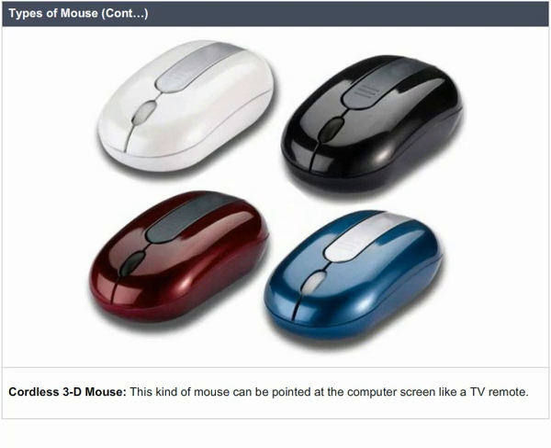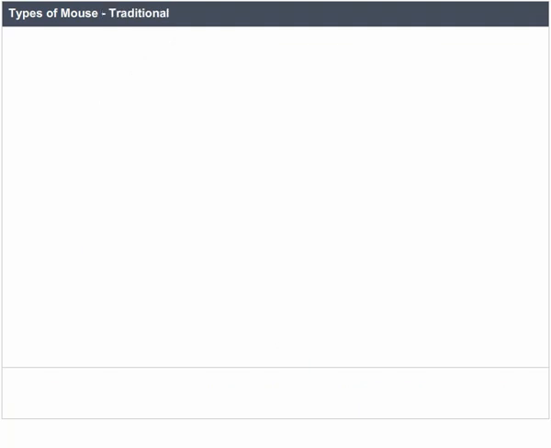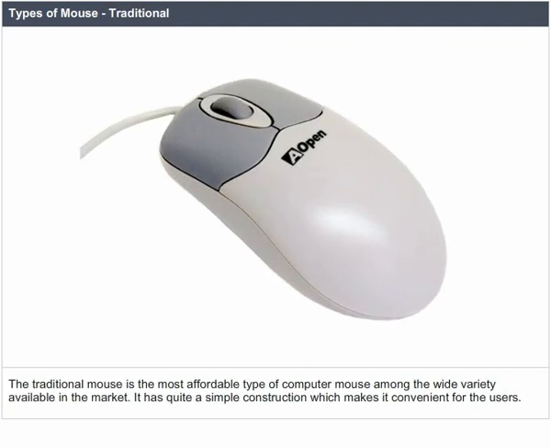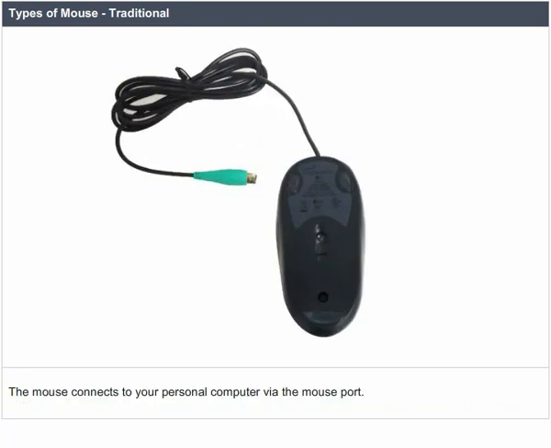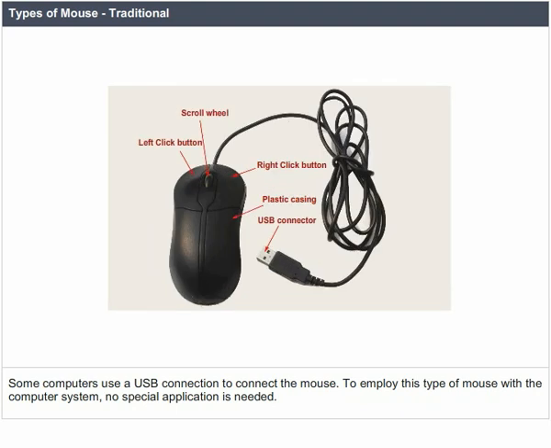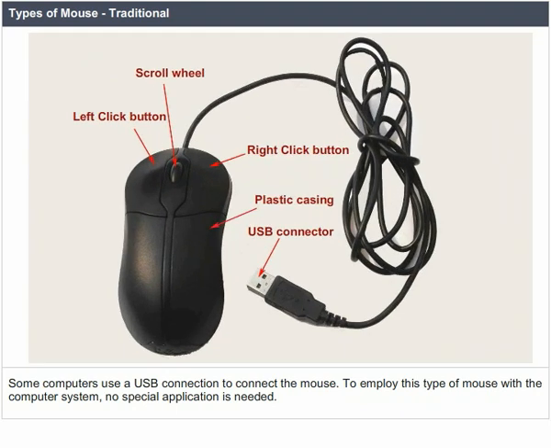Types of mouse. Traditional. The traditional mouse is the most affordable type of computer mouse among the wide variety available in the market. It has quite a simple construction which makes it convenient for the users. The mouse connects to your personal computer via the mouse port. Some computers use a USB connection to connect the mouse. To employ this type of mouse with the computer system, no special application is needed.